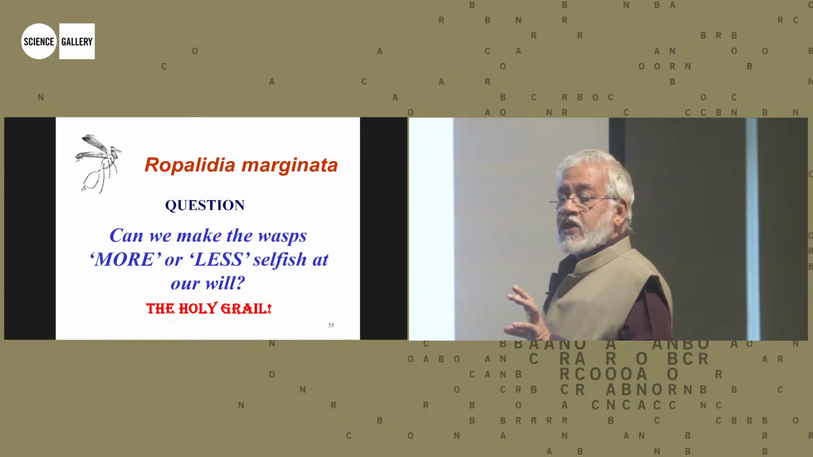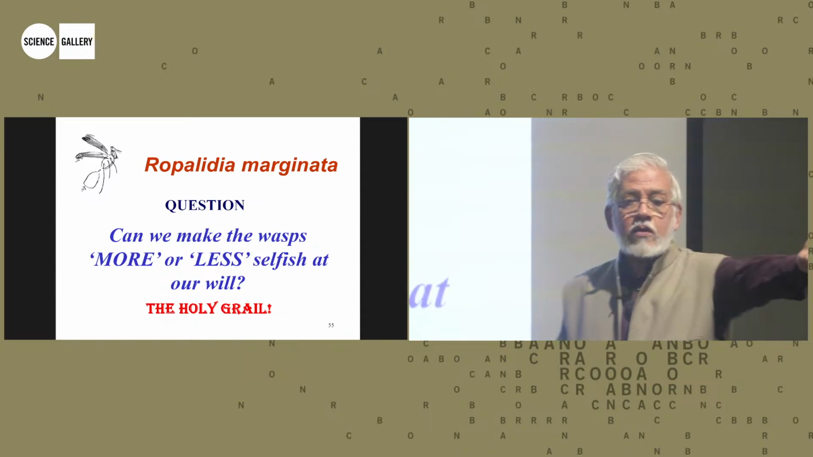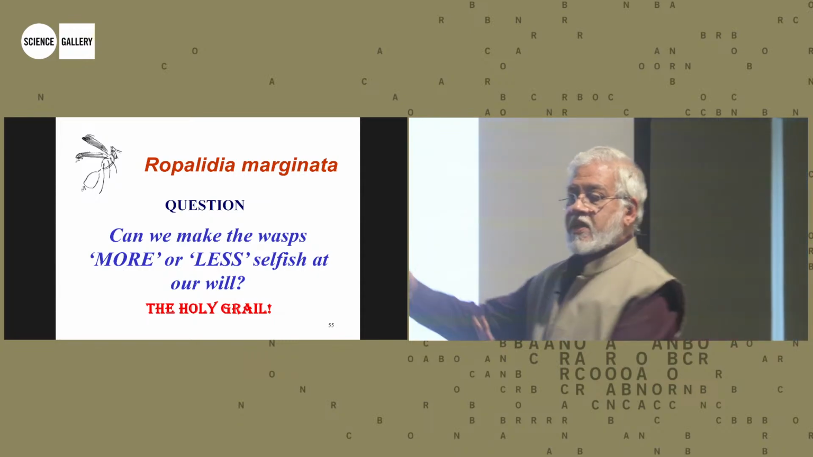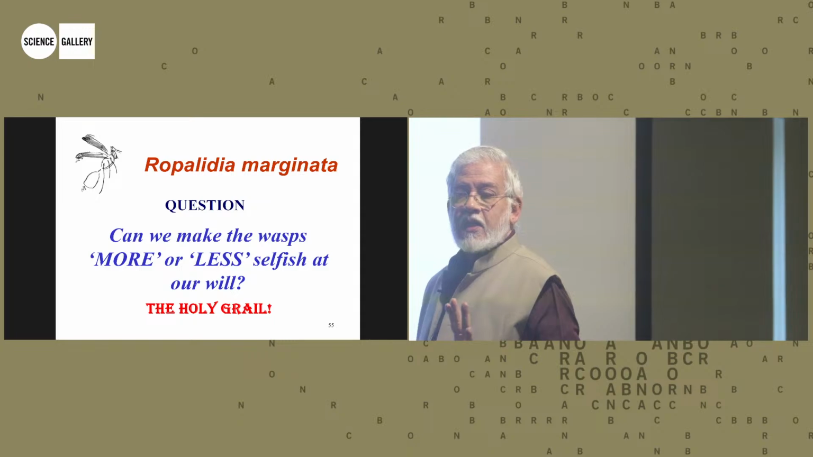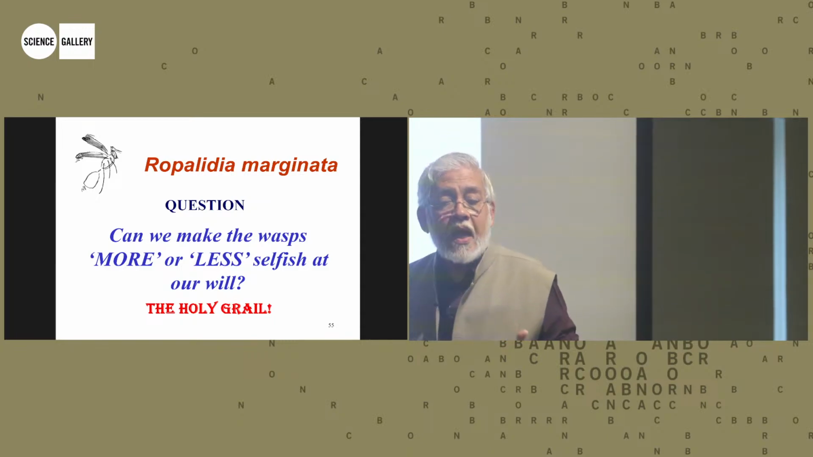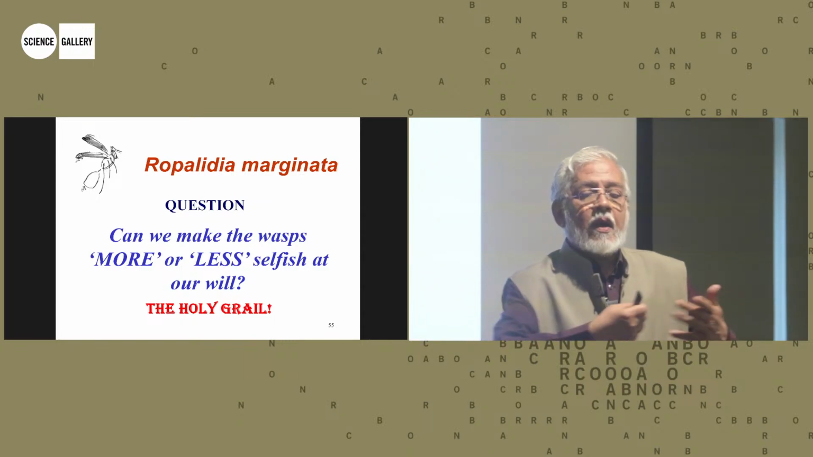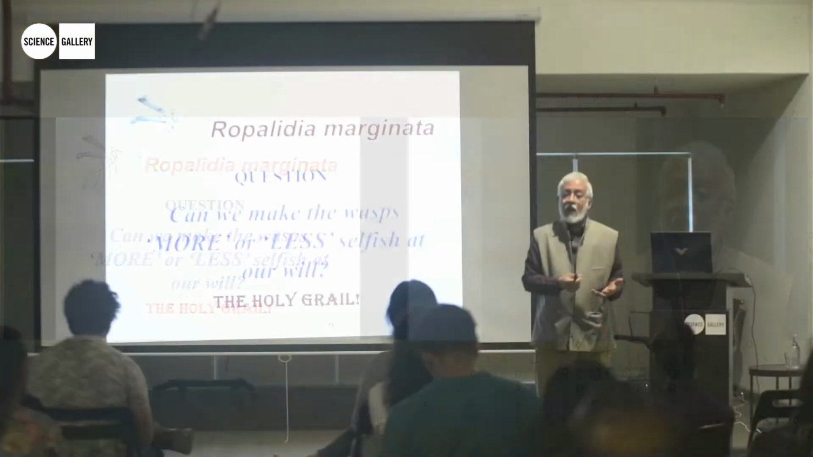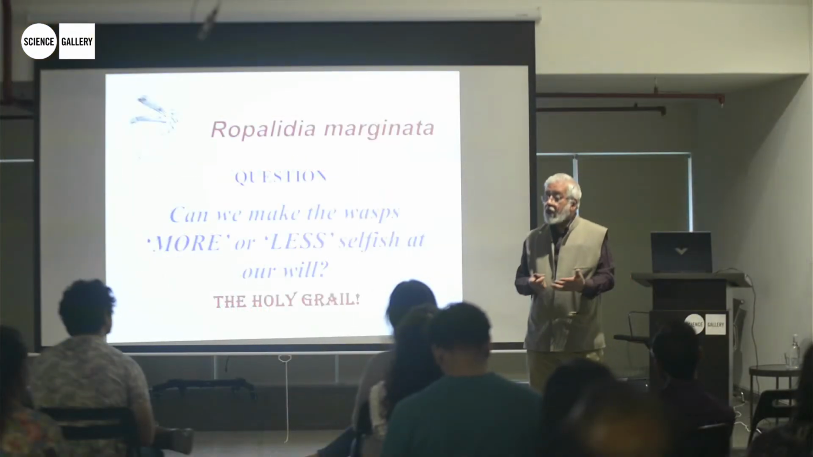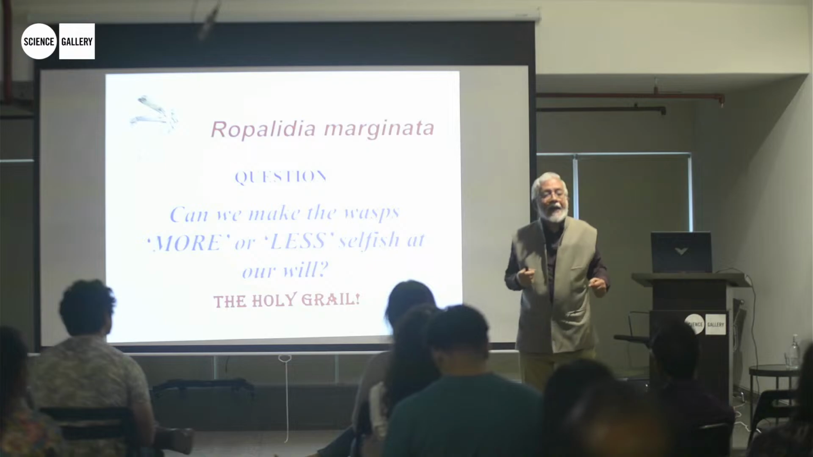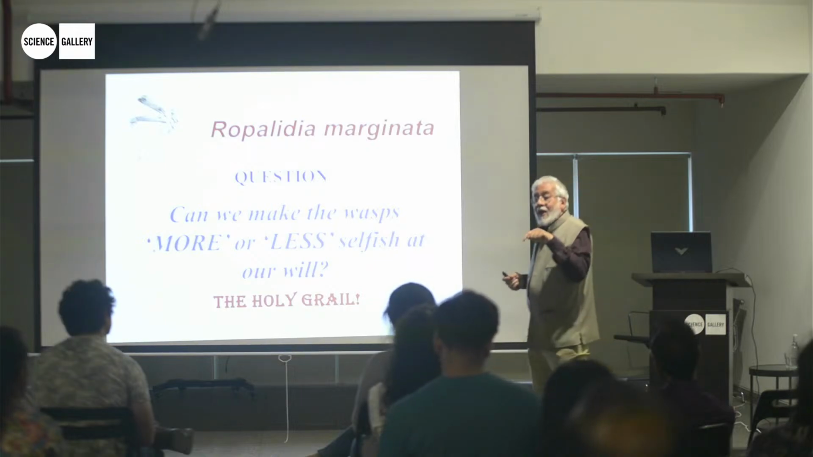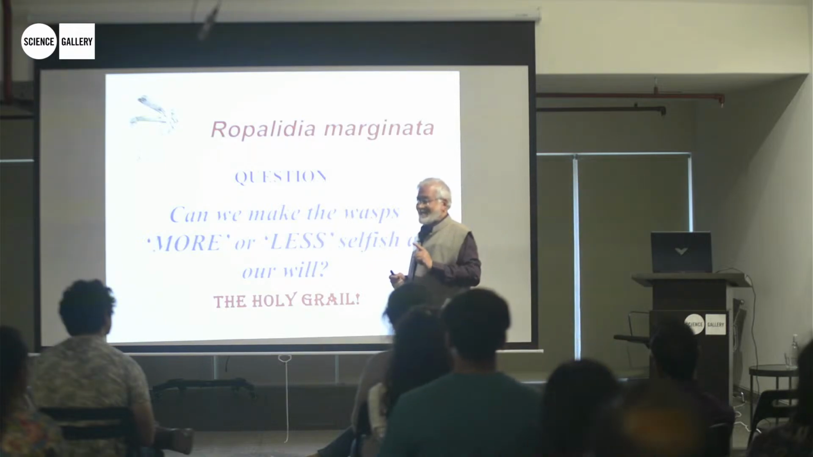Now, what do I mean by selfish? Either overthrow the queen and become the queen, or leave and say, I don't want you, I will start my own colony. This is what I call selfishness. What is altruistic? Stay with the queen, help her to take care of her offspring. Now we know that in nature they do both, but can we push them in one direction? And if we can, then that means we have understood.